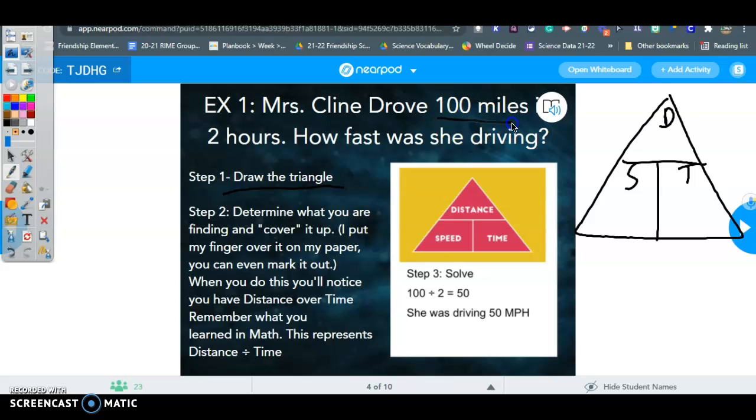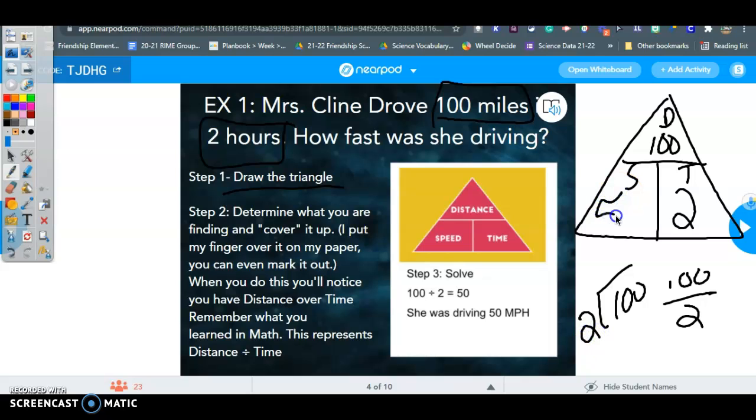Well, this says 100 miles and 2 hours. I'm missing speed, so I cover this up. You don't have to do that on your paper because you want to fill that back in a little bit. Once I cover that up, I have 100 over 2. And 100 over 2 can also be read as 100 divided by 2, which we all know is 50.